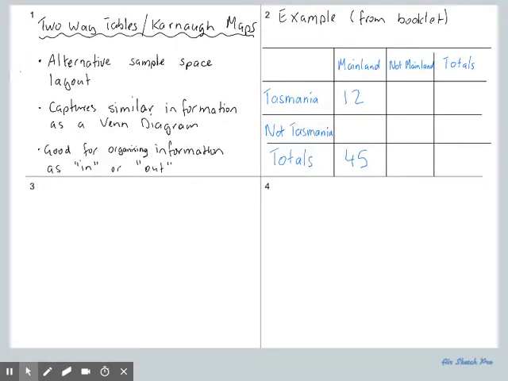15 students stayed at home. Okay, so I won't ask who knows where that goes because it's on the sheet as well. So stayed at home means they did not go to the mainland for a holiday and they did not go somewhere in Tasmania for a holiday. So the only spot that could go would be not mainland and not Tasmania. So where those two facts intersect is in that box there. And so we write 15 in there.